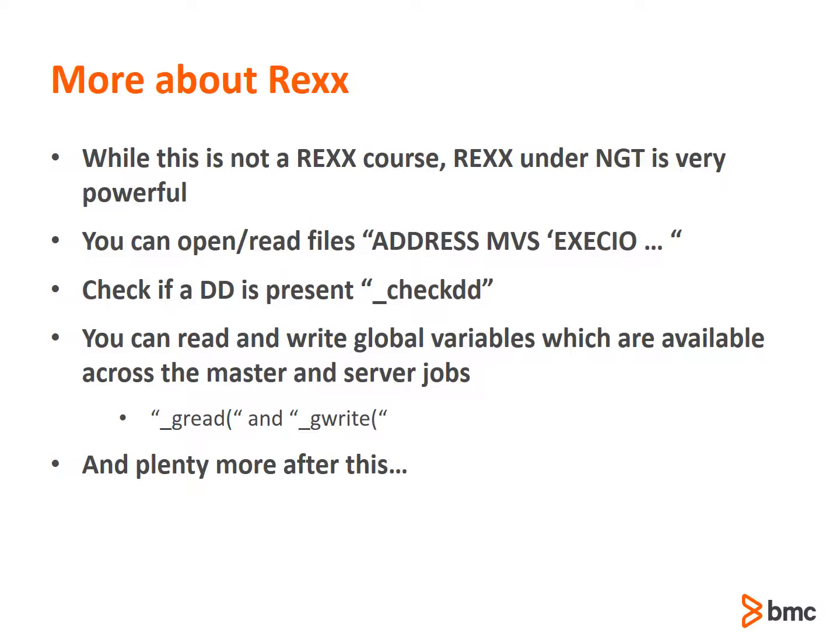I just wanted to point out a few other items about REXX that might be obvious, but will help remind you of the power you have with REXX and exits. You can open and read files with the exec.io option. You can check if a DD card is present with the _check_DD function. If you require a DD to be present, you would combine this function with some messages to tell your users if the DD in question is missing. You can also read and write global variables. Global variables are persistent across your NGT jobs, both the master and any servers that the master spawns. This is needed, for instance, if you read a DD card that is in the master and its values need to be communicated to your image copy server job. Your REXX executed in the master would do a _gwrite, and your REXX executed in the server would use an _gread.